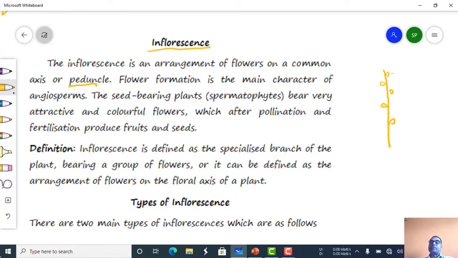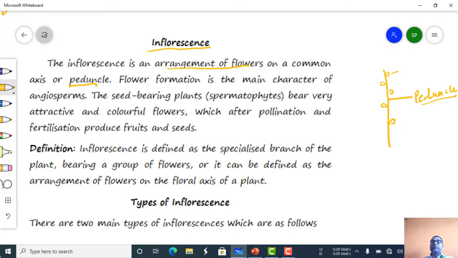Suppose these are the flowers and this one is the axis. This axis is called a peduncle. So the main axis of inflorescence on which flowers are produced is called a peduncle. What is inflorescence? Inflorescence is an arrangement of flowers on a common axis or peduncle.